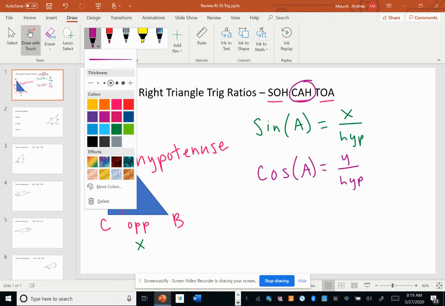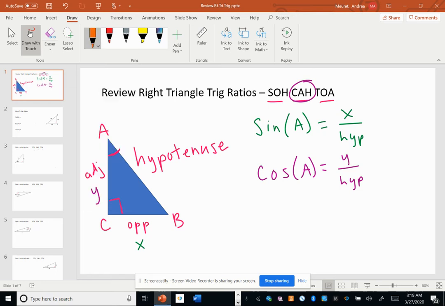And then finally, we have tangent. The tangent of an angle in a right triangle is equal to the opposite leg over the adjacent leg. So for angle A, opposite is X and adjacent is Y. So we have sine is equal to opposite over hypotenuse, cosine is equal to adjacent over hypotenuse, and tangent is equal to opposite over adjacent.